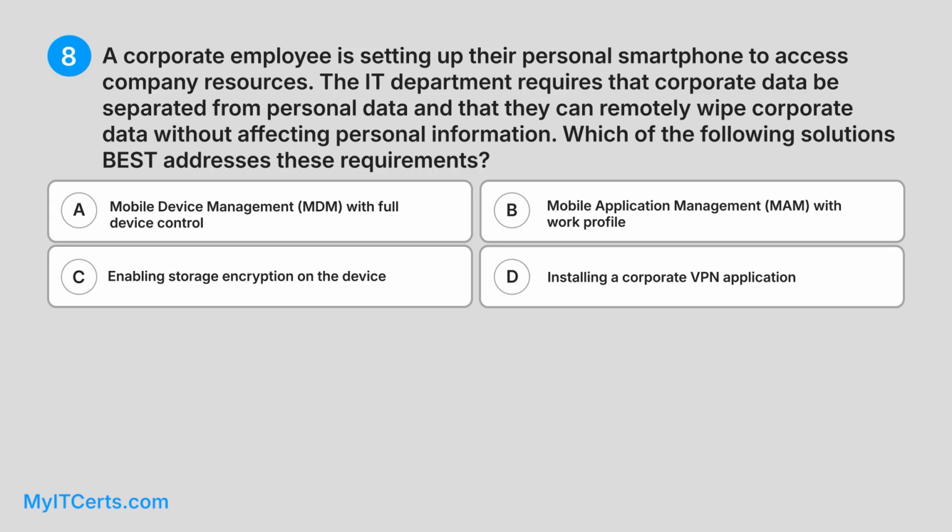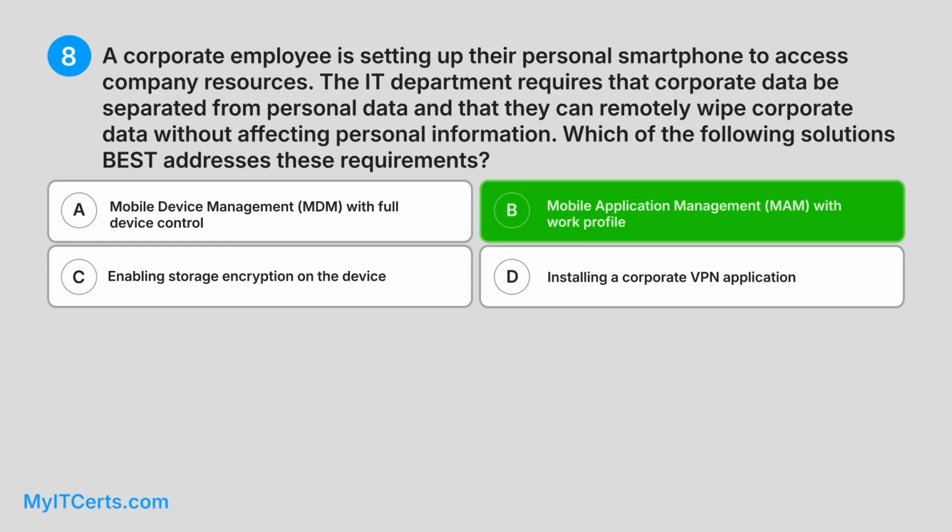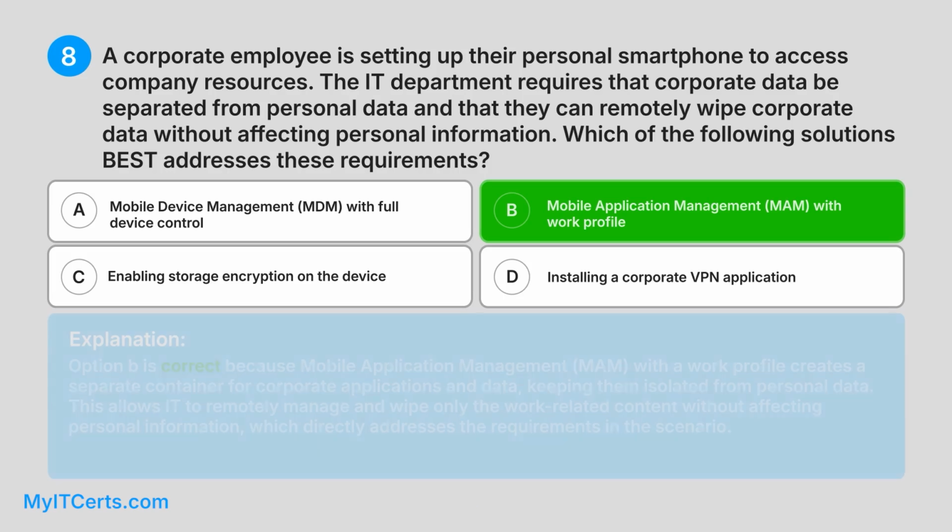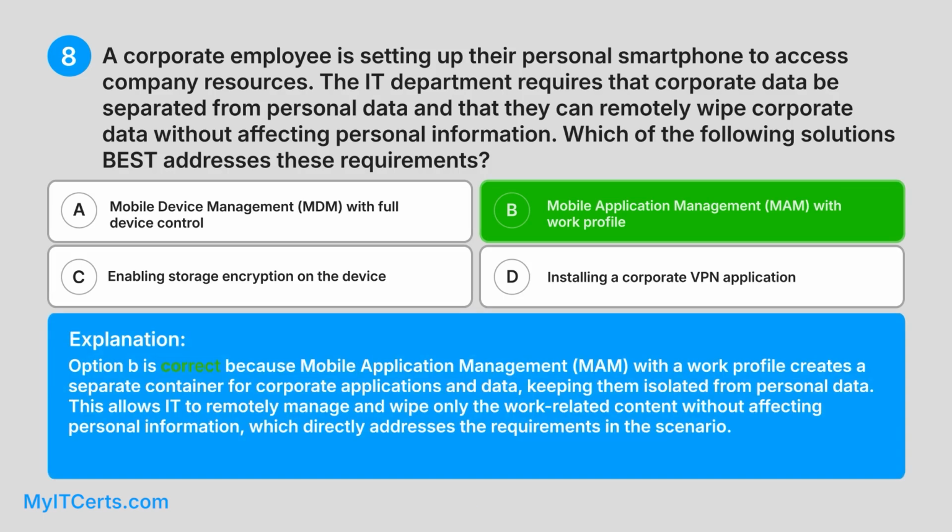Correct answer. B. Mobile application management, MAM, with work profile. Explanation. Option B is correct because mobile application management, MAM, with a work profile creates a separate container for corporate applications and data, keeping them isolated from personal data. This allows IT to remotely manage and wipe only the work-related content without affecting personal information, which directly addresses the requirements in the scenario.